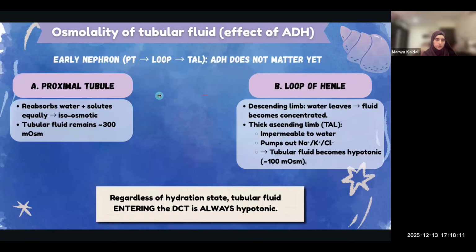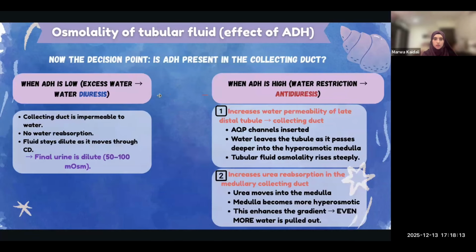So yeah, this is everything that I just explained. So now, what situation can decide whether ADH is going to come in the collecting duct or is going to not be present? Okay, so we have two situations.